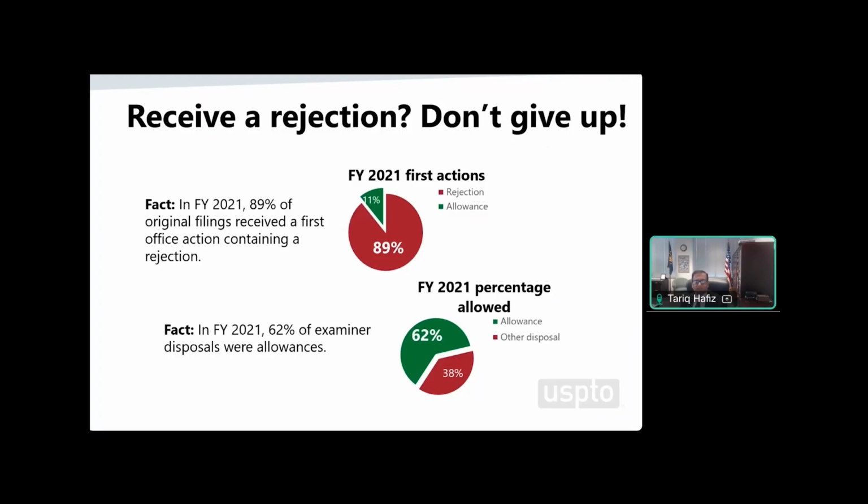So here's some stats on rejection and allowance. In general, 89% of the original filed patent application filings will receive a first office action that contains a rejection. Eventually, 62% of these applications received an allowance as a disposal. However, this 62% allowance rate is actually understated because we count each round of prosecution of the same application as part of the allowance rate.